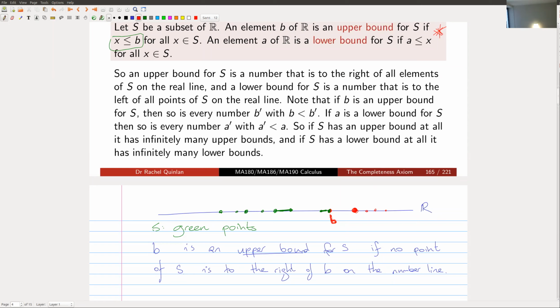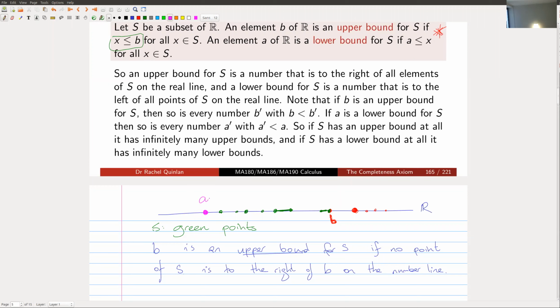And then of course we also have the corresponding analogous concept of a lower bound. An element B is an upper bound for S if nothing in S is to the right of B. An element A, as it's called in the notes there, is a lower bound for S if there's no element of S to the left of A. So A itself may or may not belong to S in this case. It doesn't have to, but the point is that there's no element of S to the left of A.